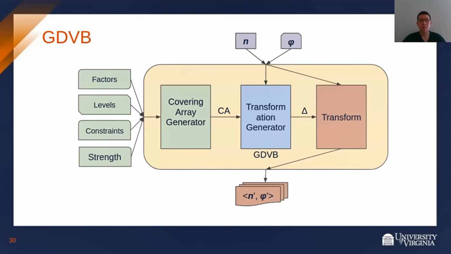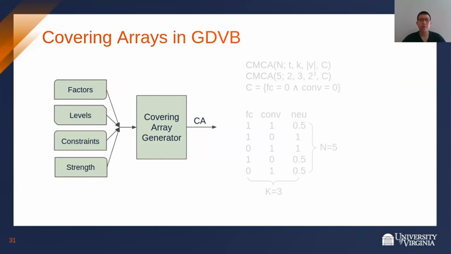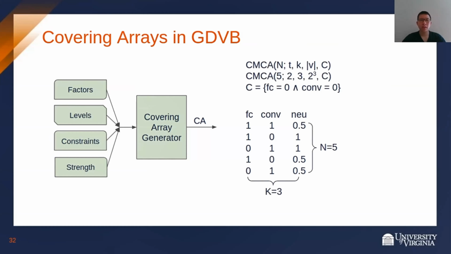It consists of 3 main modules. The first module is a covering array generator. It takes factor-level combinations, constraints, as well as strengths, and generates a covering array. A covering array is an n by k array where each row is a configuration of the factors, in which all choices of factors are covered t-way with the satisfaction of the constraints.